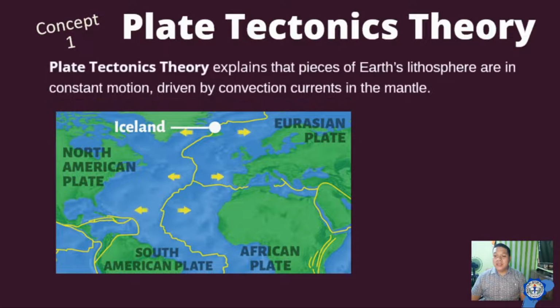Based on the plate tectonics theory, the pieces of the Earth's lithosphere are in constant motion driven by convection currents in the mantle. As you can see in our picture, here lies the island or the landmass of Iceland. Iceland is in between two moving plates, and those two moving plates are the North American plate and the Eurasian plate.